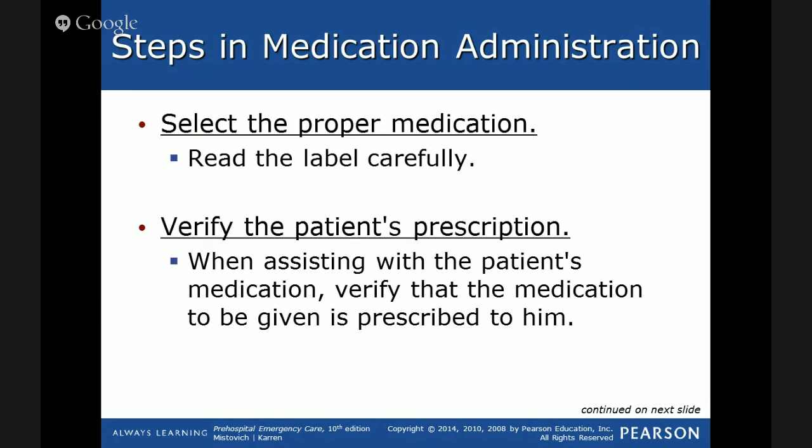All right. After we've got the proper medication and have read the label carefully, we're going to verify the patient's prescription. When assisting with a patient's medication, we want to do our best to determine that, yes, indeed, this is prescribed to them. This becomes a little difficult because that little teeny tiny vial of nitroglycerin or that albuterol inhaler normally comes in a box from the pharmacy. And where does the pharmacy stick the label? On the box. And what is the first thing you do when you get that medication? Throw the box away.